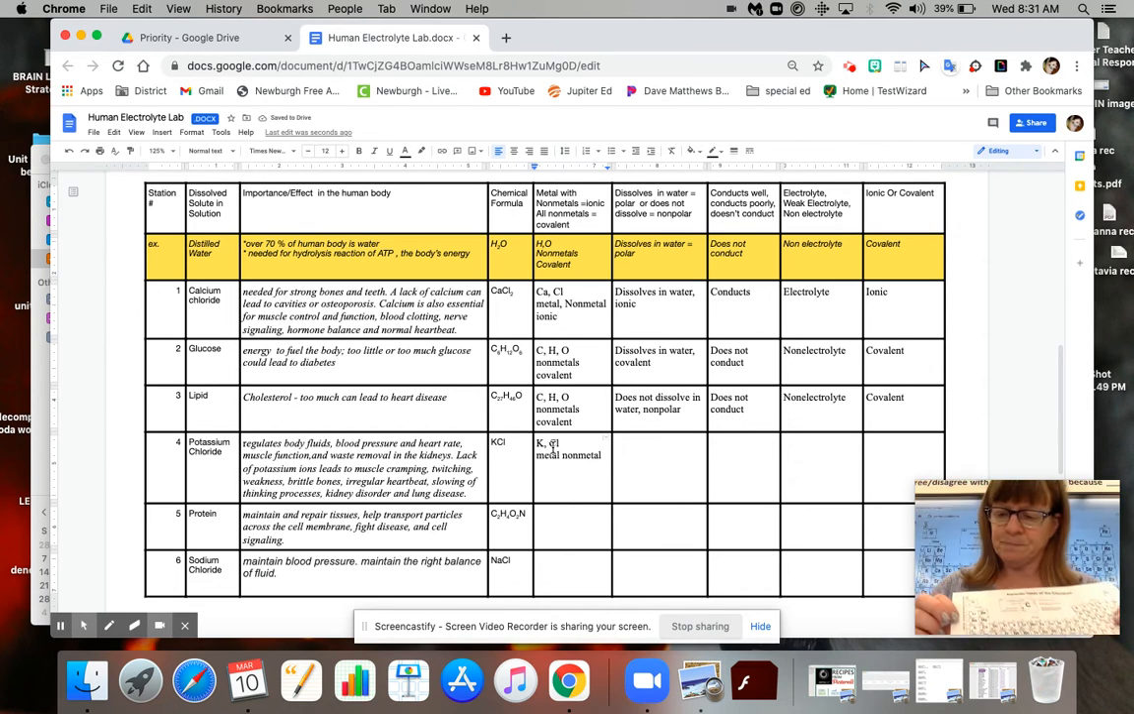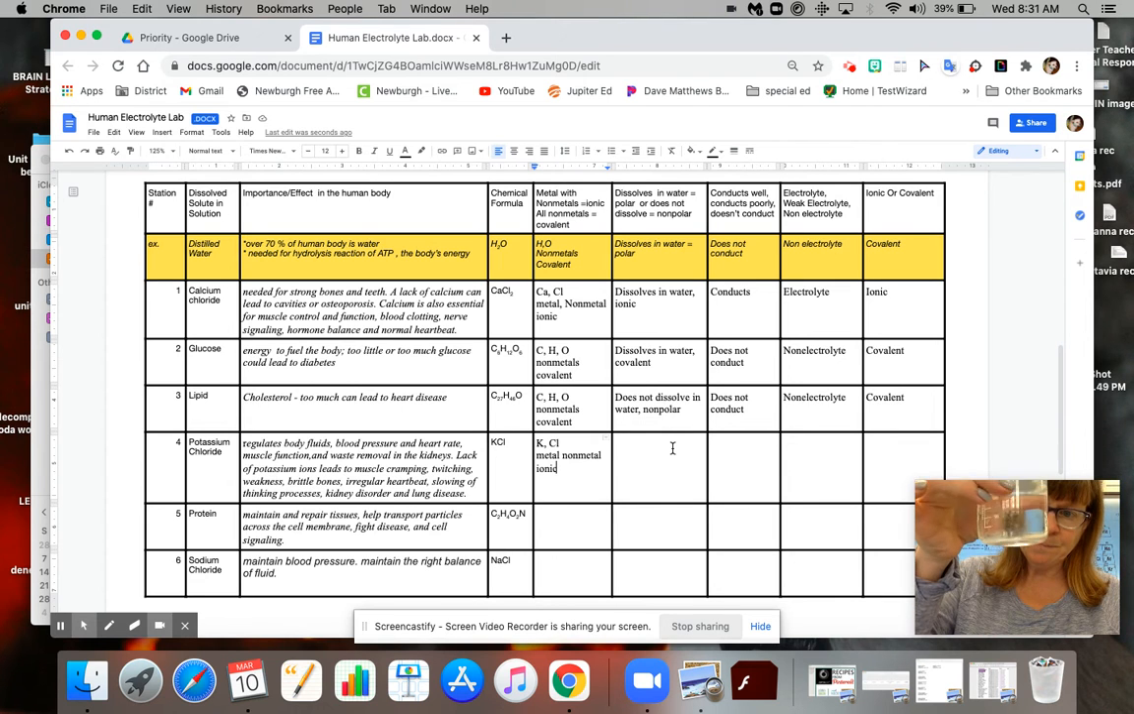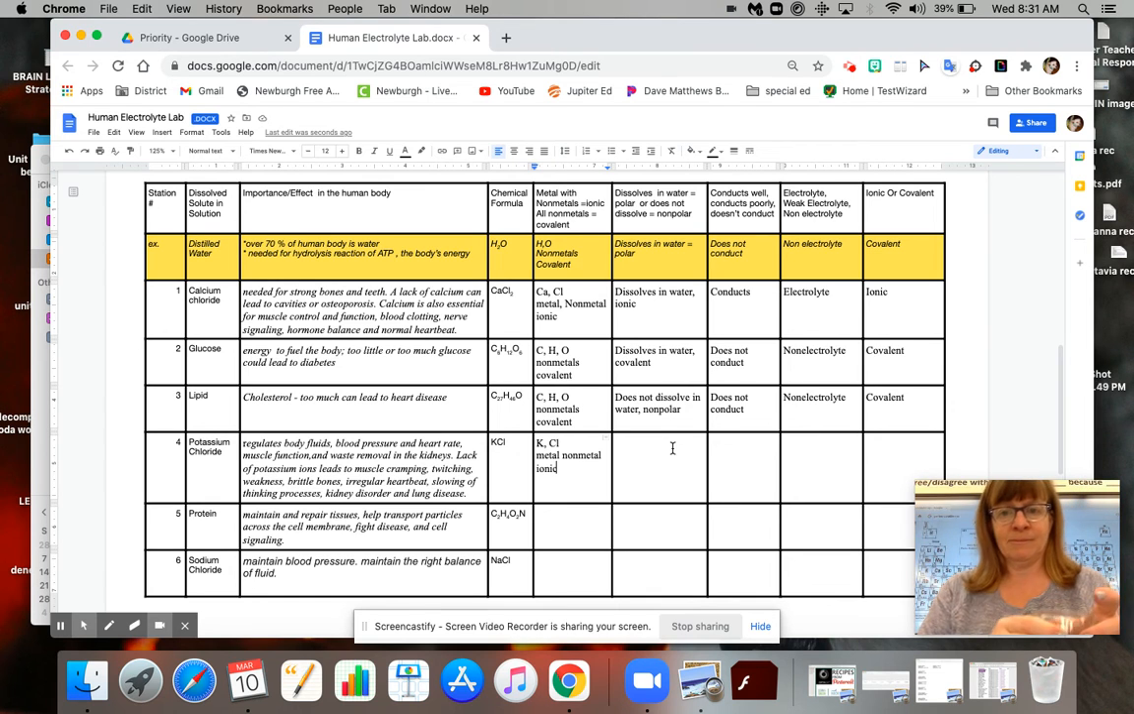You can even double check. Potassium's over here, that's a metal. Chlorine's on the opposite side, opposites, nonmetal. That makes it ionic. Let's take a look at it. Okay, you can see here, it dissolved. There's no layers. So it dissolves in water. And in this case, because it's a metal with a nonmetal, it's ionic.